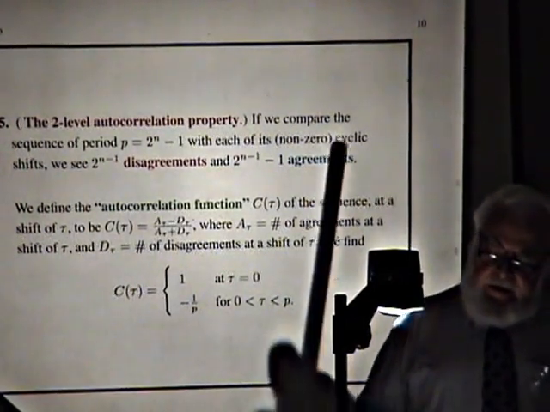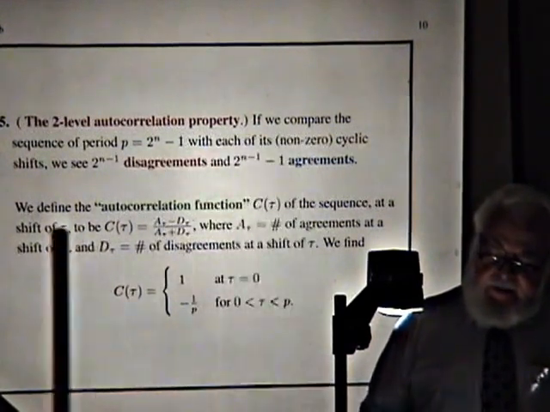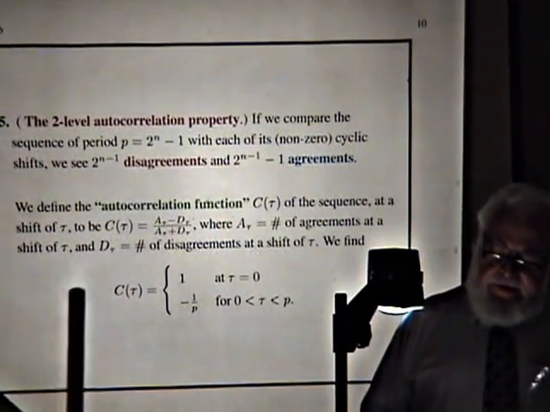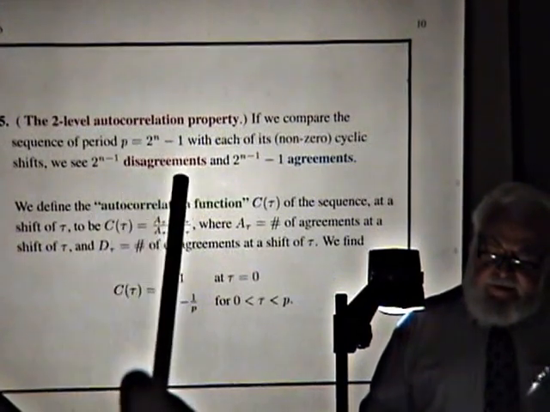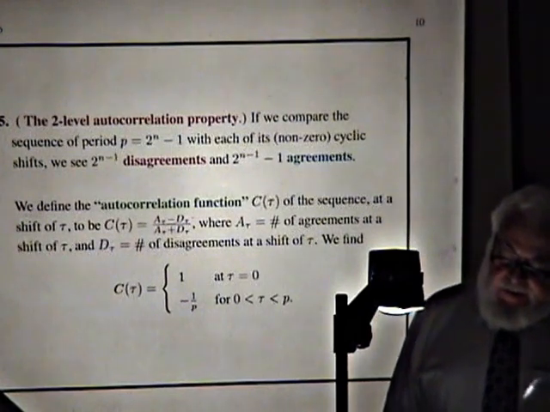And that says if you compare the sequence of period 2 to the n minus 1 with each of its non-zero cyclic shifts, you see 2 to the n minus 1 disagreements and 2 to the n minus 1 minus 1 agreements.